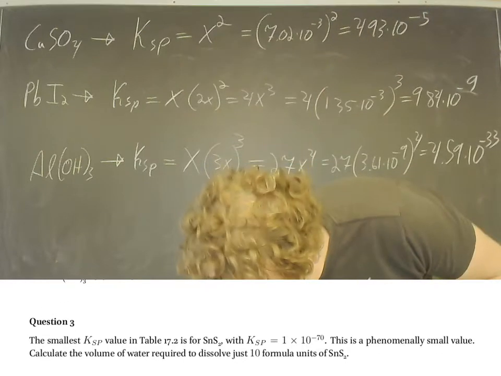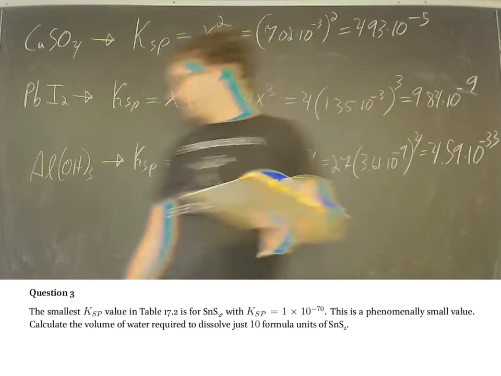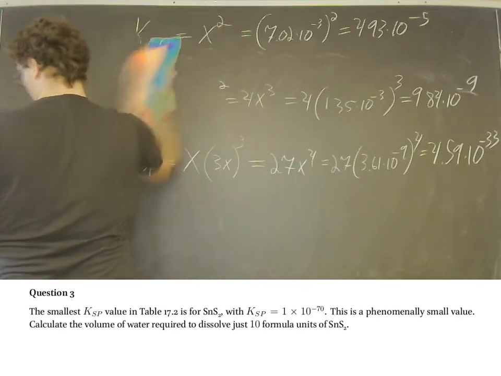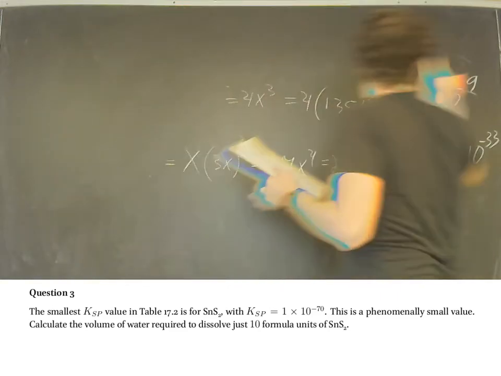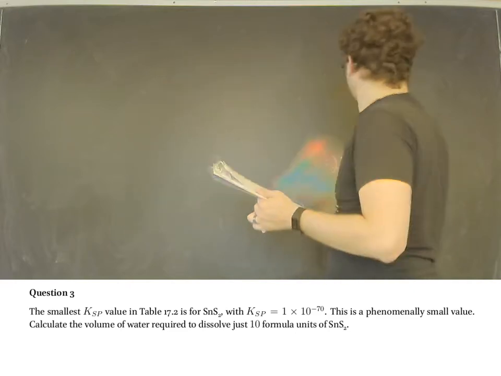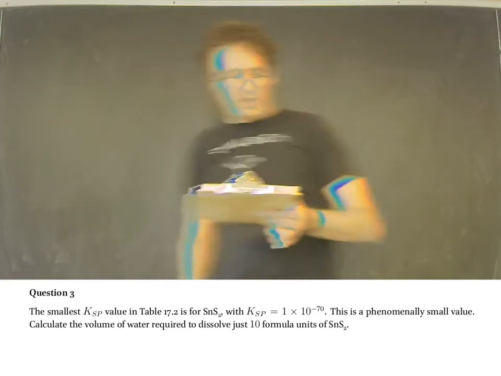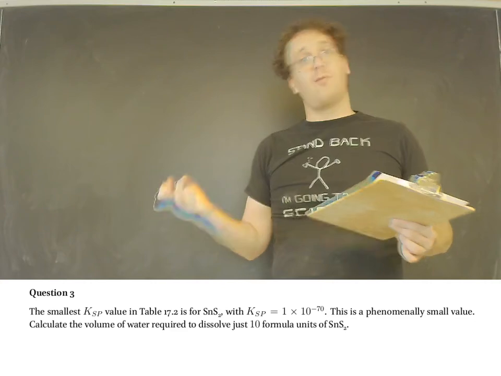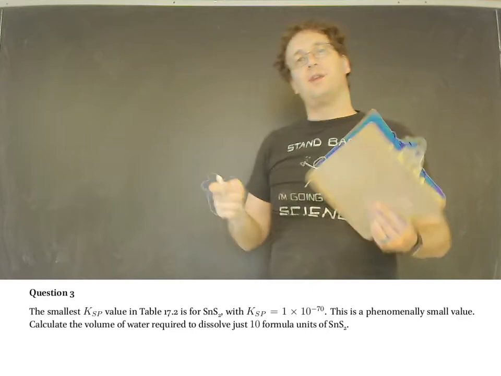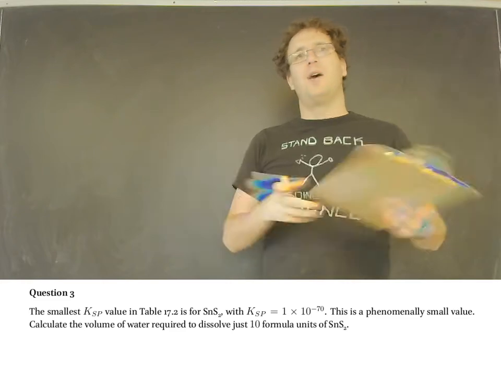Okay, let's move on to question 3. Now this is one of my very favorite questions. It's not particularly difficult, I just think it's a really cool question. So we have tin 4 sulfide. This is a compound with a remarkably small KSP value of 1 times 10 to the negative 70th. And so we want to calculate the volume of water that is required to dissolve just 10 formula units of tin 4 sulfide. How much water do I need to have just 10 tin ions in solution?